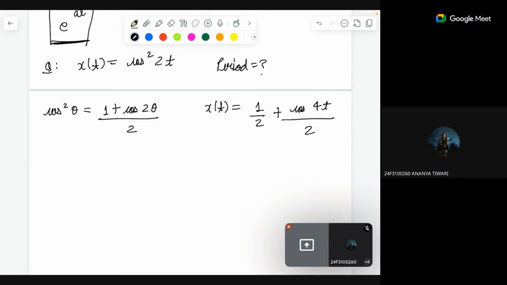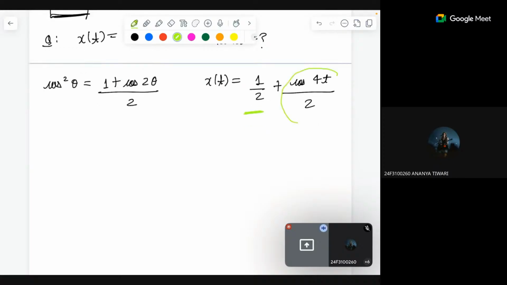So this first thing is a DC signal. It has arbitrary period and it does not affect periodicity. So the period will be the period of this signal. For this, omega naught is 4, T is 2 pi by omega naught, 2 pi divided by 4. So it is pi by 2 seconds. Is this fine? I forgot to change that 2 into 4.